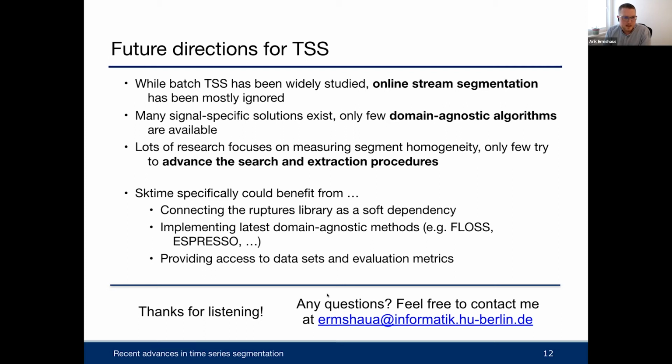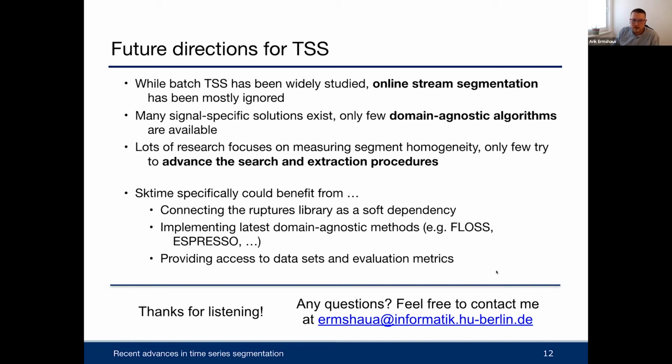And as my last point for this talk, I think it would be very beneficial if sktime as a software library maybe could connect some of the latest approaches that have been published, maybe as a soft dependency, or maybe also implement them directly, so that other researchers could use this in their publications, and it would make benchmarking much easier.